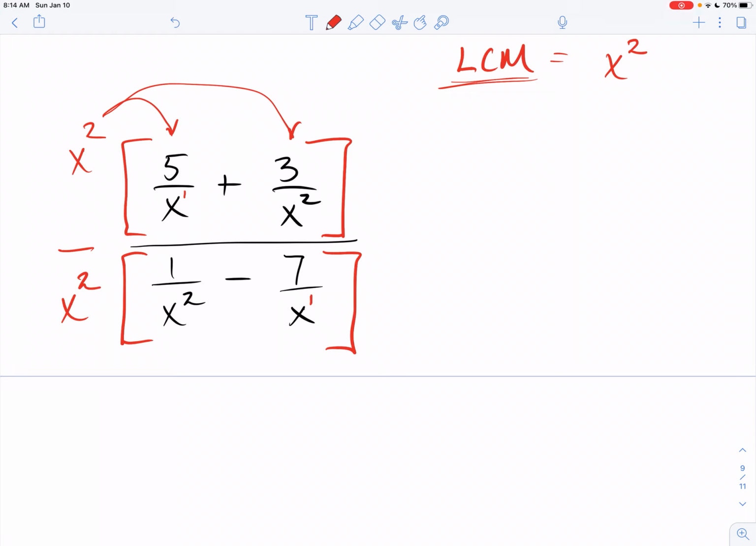So I'm going to multiply the first guy by x squared. What happens? This one takes out one of those. I get 5 times x. Plus, this guy takes out this guy completely. I get a 3. Well, heck, I'm done. That's as pretty as that's going to get. On the bottom, when I multiply here, this guy knocks out this guy completely. What do I get left with? 1.